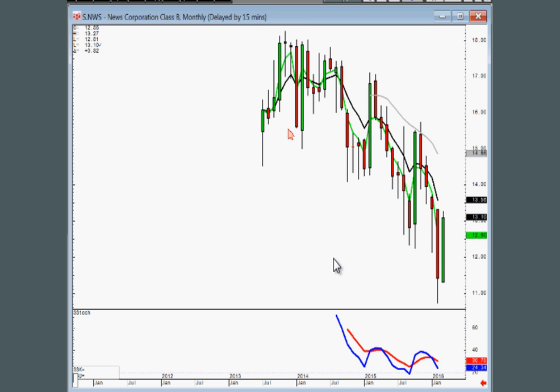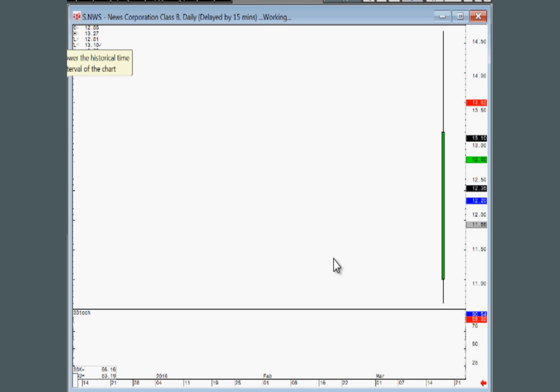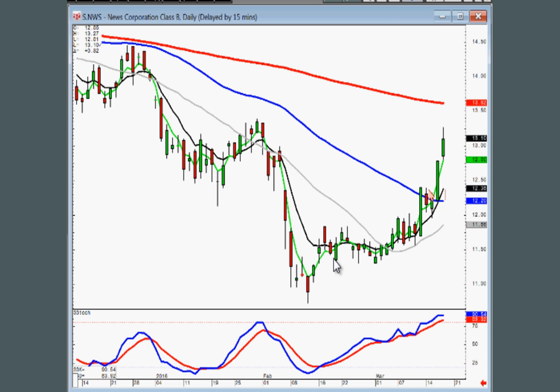NWS, that doesn't look like... Oh, that's because we're on the monthly. That's why. You stay long on this one. You can see how it did a little bobble here at the 50. More than likely, they're going to the 200.